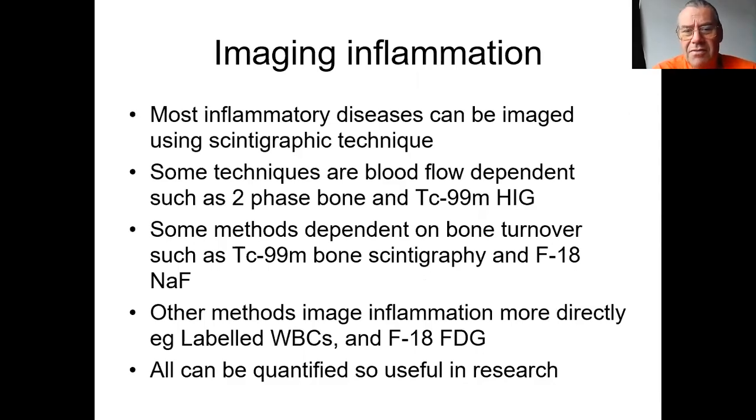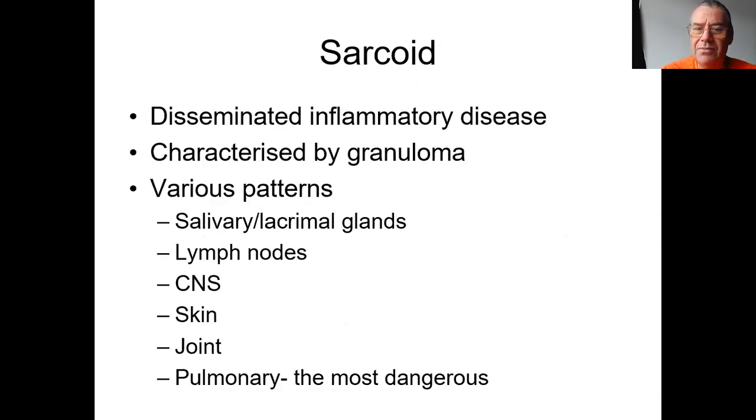So we can see most inflammatory conditions with nuclear medicine. We can look at blood flow, using a two-phase bone scan, or we can look at bone turnover with bone scintigraphy and FDG if it's a bone inflammation. But also we can look more directly at inflammation with white cells, or these days with FDG PET.